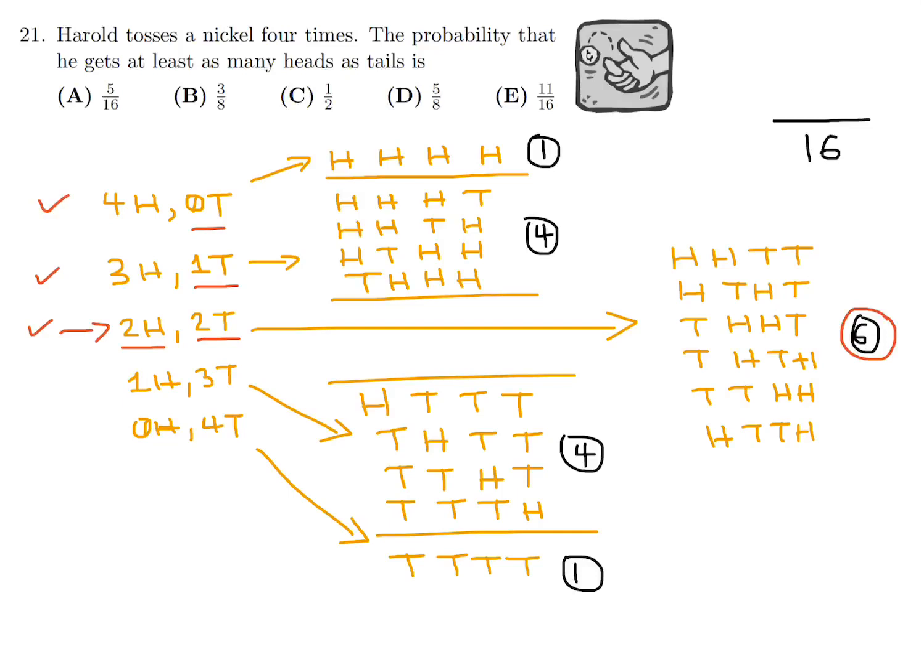So let me go back and explain this one again. They have 1 tail, right? They want you to have at least 1 head. At least as many heads as tails. I don't know if you guys find it confusing. I find it confusing, but maybe you don't. But in any case, if you add up those ones, you get 1 plus 4 plus 6, which is, of course, 11 over 16, which is the correct answer. So 21 is E.